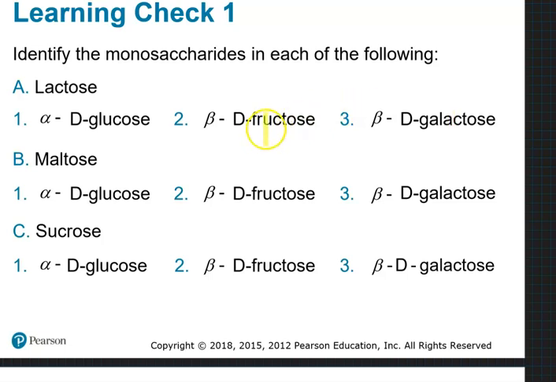So, lactose. Which monosaccharides form lactose? Galactose and glucose. Remember, there's always glucose. And for lactose, think galactose. Maltose. Glucose and fructose. Nope, that's sucrose. Okay, remember, maltose is purely glucose. Two glucoses, yes.